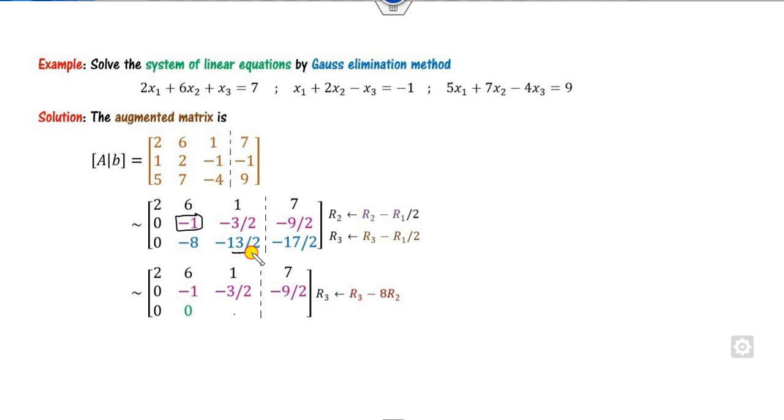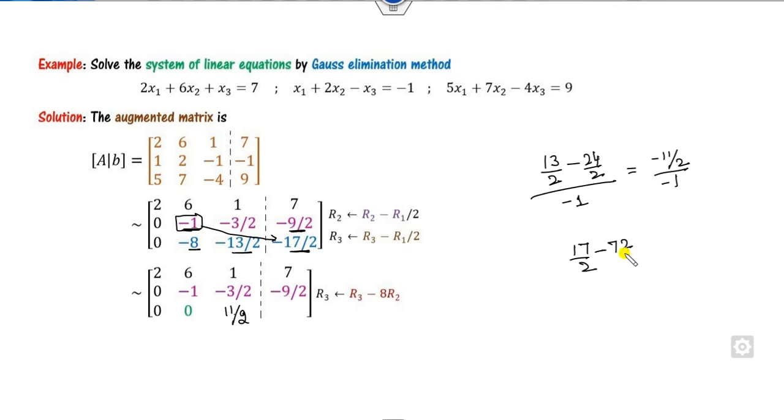Now what is the previous value? Here, start from this box element. It is 13 by 2. What is that? It is minus minus plus, a minus 24 by 2 divided by the box element, minus 1. What is that? It's minus 11 over 2 divided by box element. It is 11 divided by 2. The last value is this value, minus 1, minus 9 by 2 and minus 8. So it is plus 17 by 2. Start from this box element. Minus minus plus and minus 78 divided by box element. So it will be divided by minus of 2.